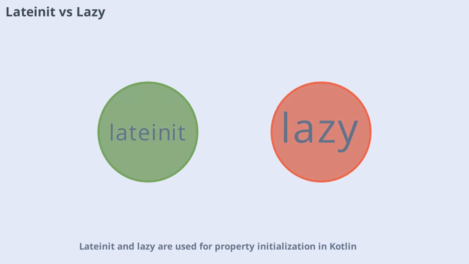Lateinit and lazy are used for property initialization in Kotlin. Lateinit is for mutable properties, var, that are initialized later, commonly used for dependency injection or lifecycle methods. Lazy is for properties initialized only when first accessed, typically used with val for expensive computations. Lateinit requires manual initialization, while lazy handles initialization automatically. Choosing between them depends on when and how you need the property initialized.